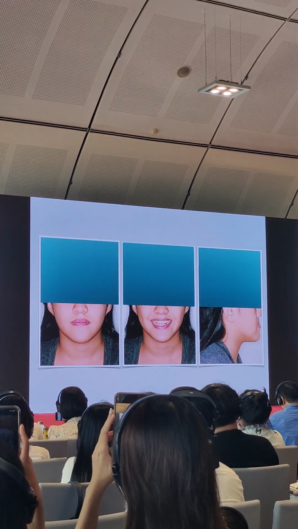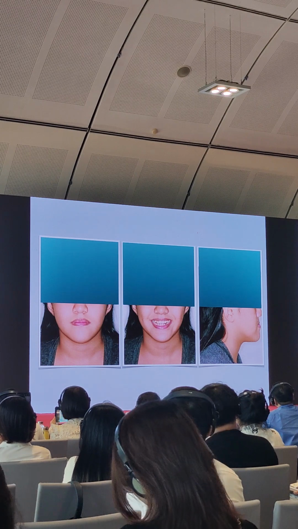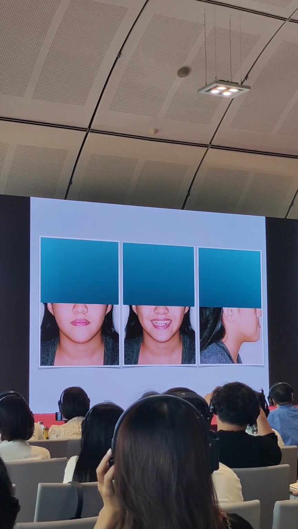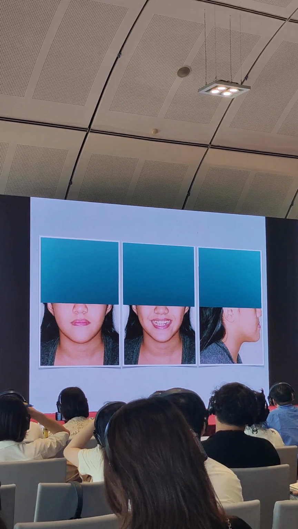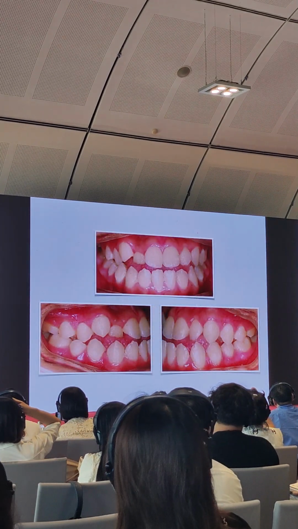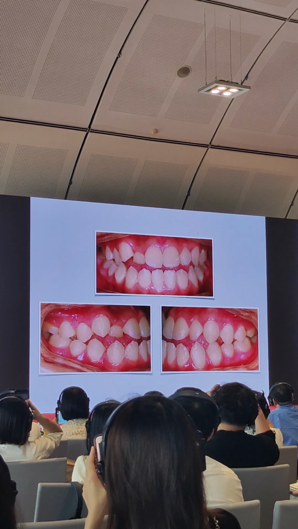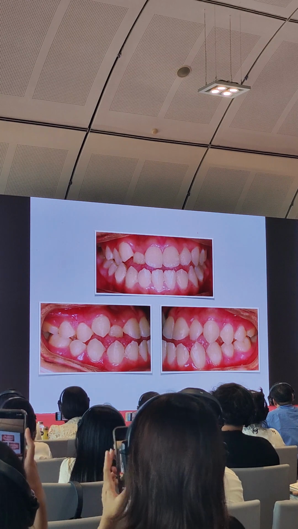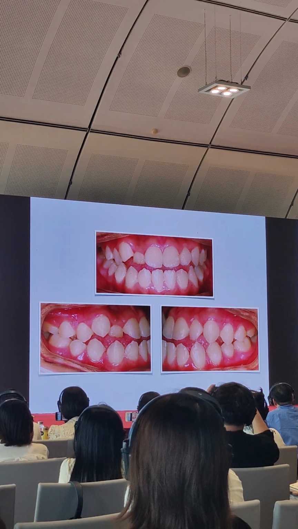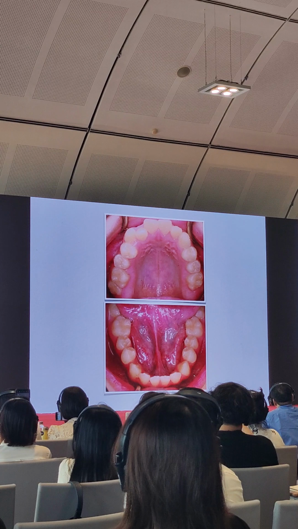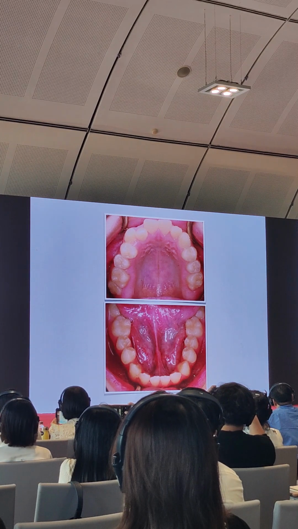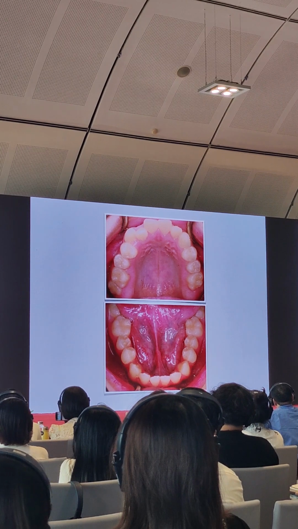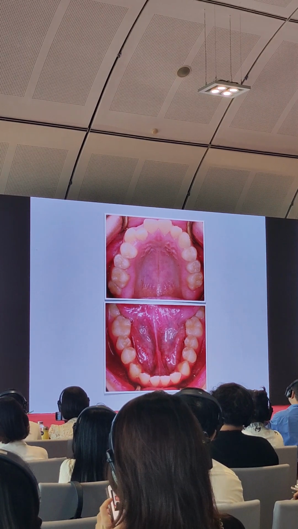So this is a class 3 open bite case. The mandible is protruded. If you look at the intraoral picture, you have an open bite, full class 3 canine molar relationship. Occlusally, you have all the teeth present until the second molar for the lower. For the upper right side, the second molar is still erupting, but the left side is not yet erupted.